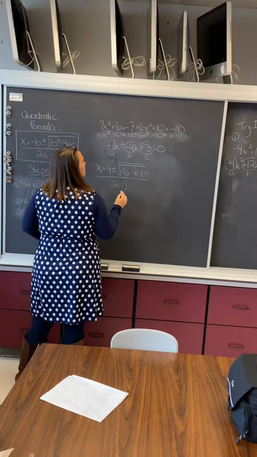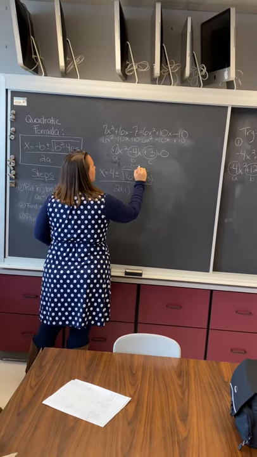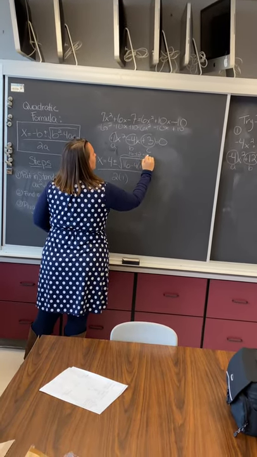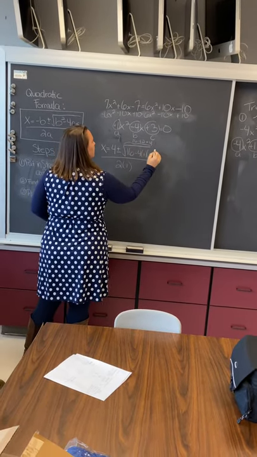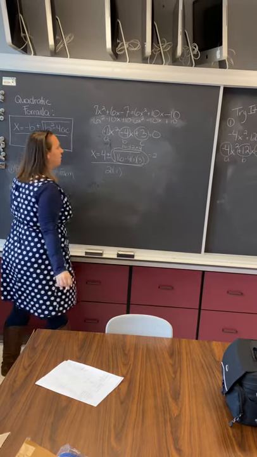First, what's under my radical? I have 4 times 1 times 3 is 12. 16 minus 12 is 4. Radical 4 is 2. So all of this equals 2.